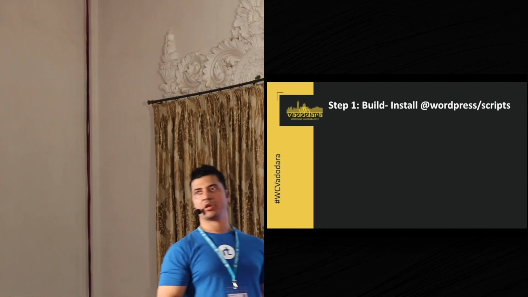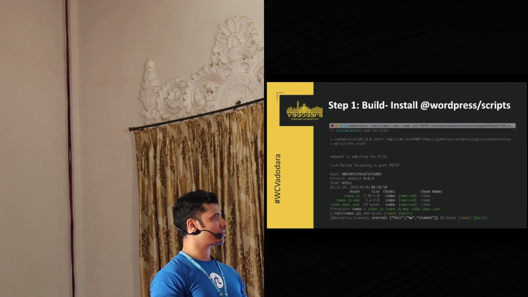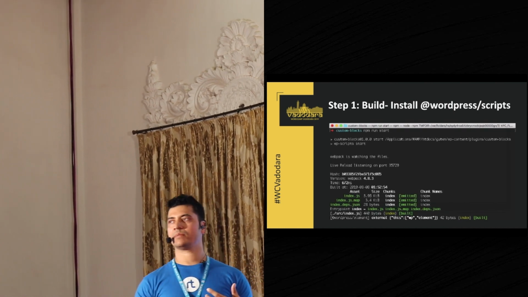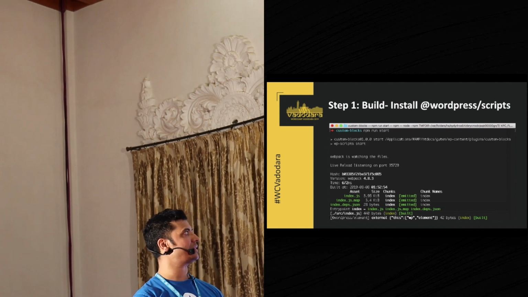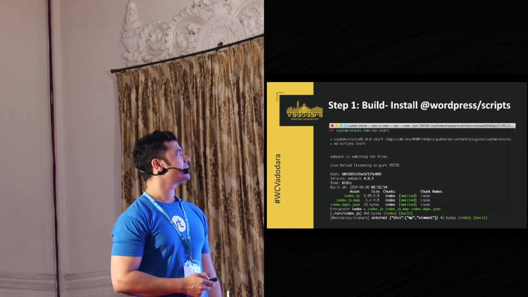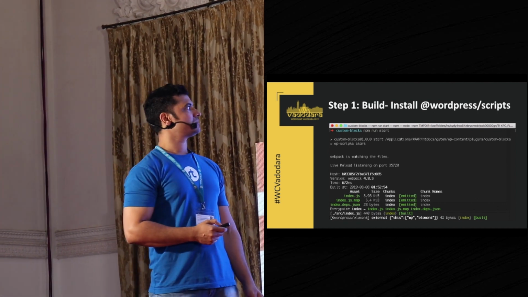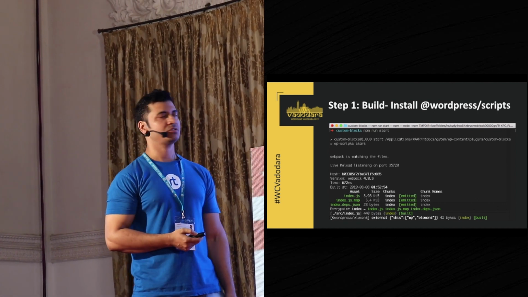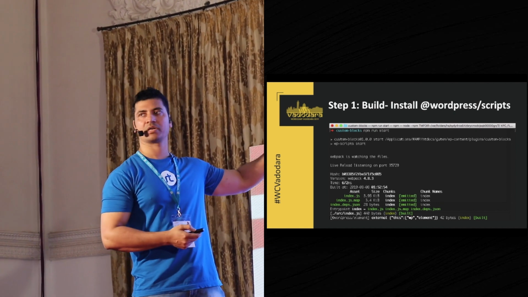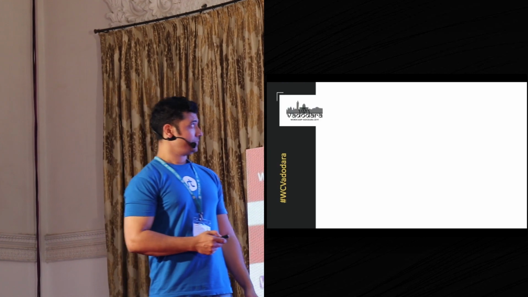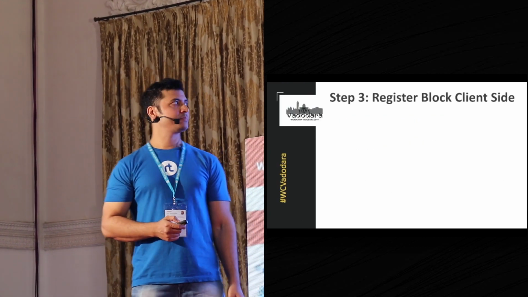So first step, if you want to build a block with JavaScript, you need to install WordPress scripts, which is going to install Babel and WEBPACK for you, which does the bundling. And then you just run npm run start. Then you register the block server side using the register block type function. Again, I'm not going through this because in my previous talks I've already explained all of this, but this is how it looks. Register block client side, that's the third step.